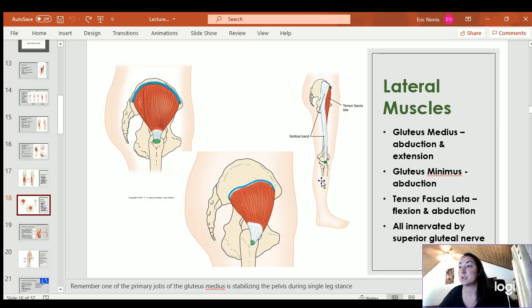Then, of course, gluteus minimus assists with that abduction. And then TFL, tensor fascia lata, is responsible for flexion and abduction. So all three abduct, but gluteus medius also extends, and TFL also flexes. But all three are innervated by the superior gluteal nerve.